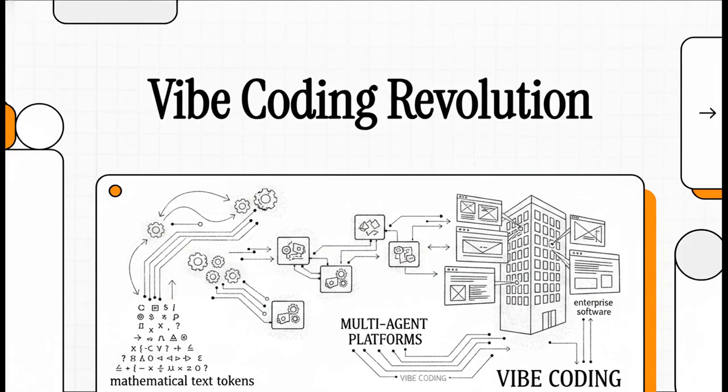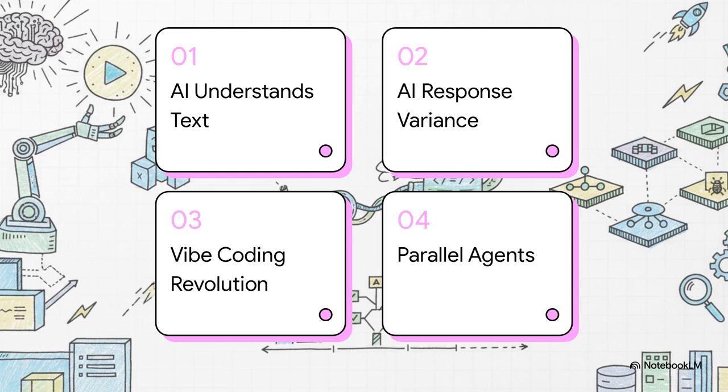We'll be starting down at the microscopic level, looking at the tiny mathematical text tokens that power artificial intelligence, and then we're going to scale all the way up to a massive macro shift happening right now in the industry. We're talking about multi-agent platforms that can build enterprise software practically instantly. It's called vibe coding, and let me tell you, it is going to completely change how you think about application development. So, here's our roadmap for today.